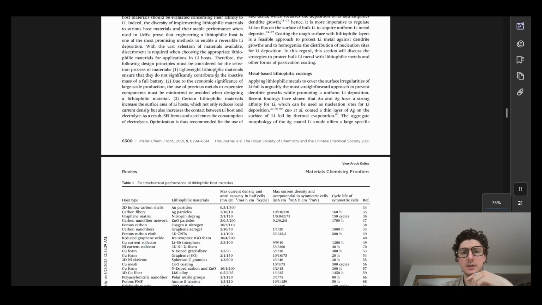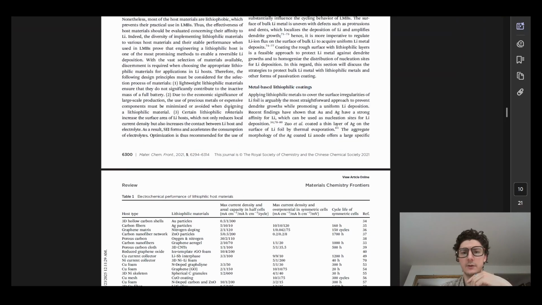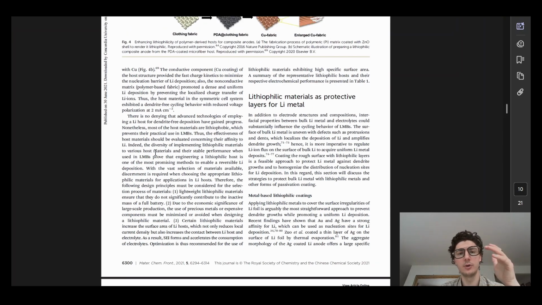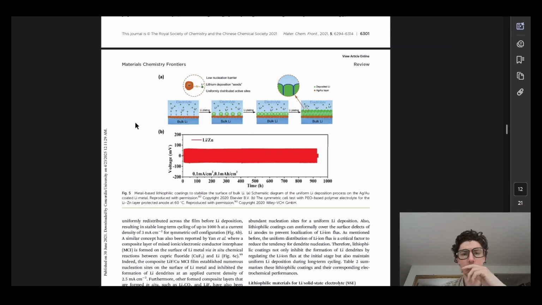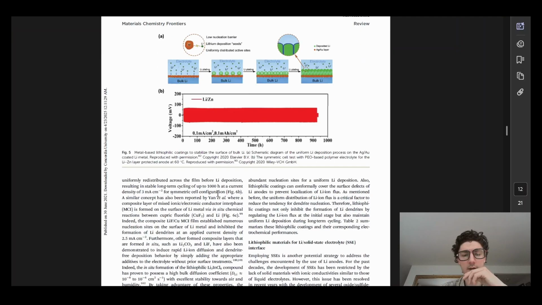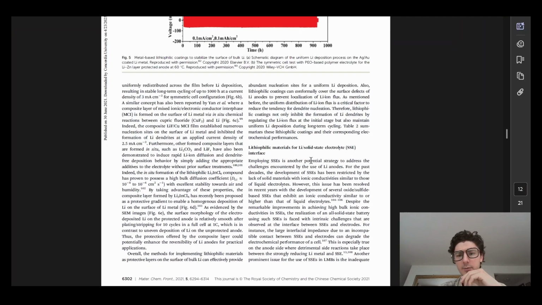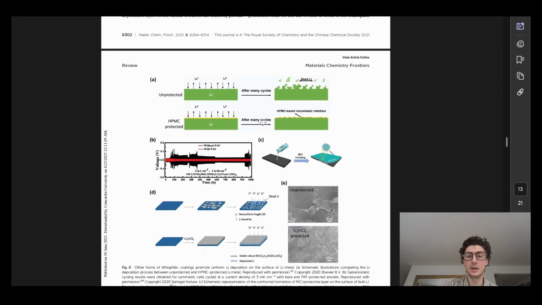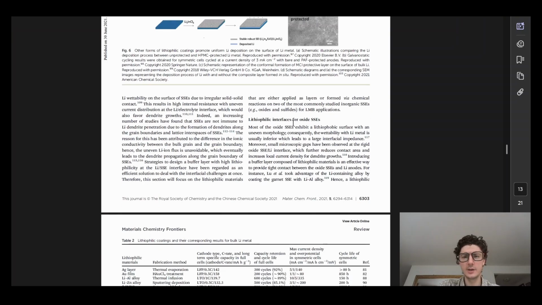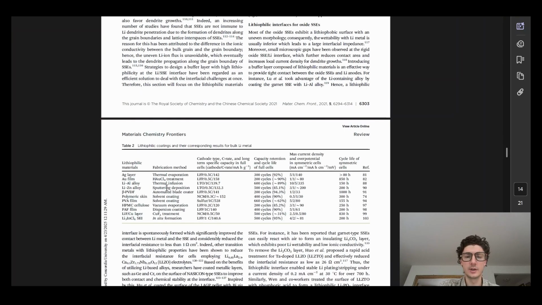So this is specifically in the section on metal-based lithophilic coatings. As you saw before, there was some polymer-related stuff and some other things like this. Let's see if there's something else that is interesting to look at. Another picture here, lithophilic materials for lithium/solid-state electrolyte interface. So I'm not looking at solid-state electrolyte, I'm looking at liquid electrolytes. So I may not look at this too deeply for now. Lithophilic interface for oxide solid state electrolytes.